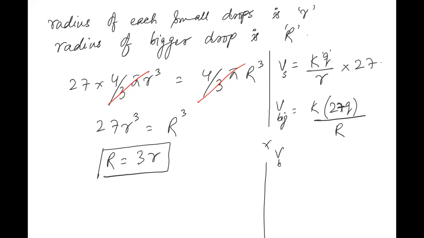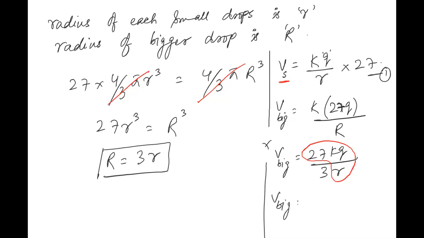So I can also write this as 27kq upon the radius of the bigger drop, which can be written as 3 times that of a small drop. Is it clear? Yes. Let me call this 1. So if you look carefully, this 27kq upon small r, don't you think it is equal to the potential of the smaller sphere? Yes, sir. Right? This means the potential of the bigger sphere is nothing but the potential of a smaller sphere divided by 3.